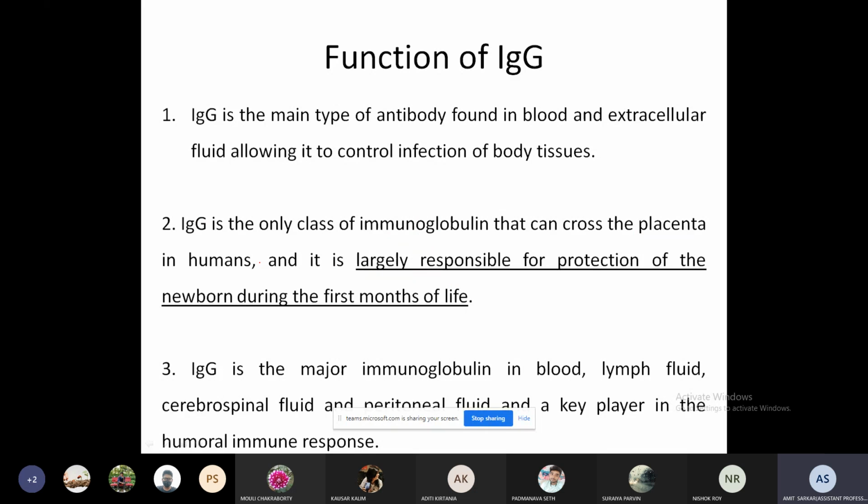So IgG is the only class which can pass the placenta, and they are largely responsible for the protection of the newborn. There is another type of protection that newborn babies get, but I will come to that at a later point. Okay, so immunoglobulin G is a major immunoglobulin found in blood, in the lymph node, even in the cerebrospinal fluid and the peritoneal fluid, and is a key player in the humoral immune response. So more or less, whatever I'm saying in point number 1 is the same for point number 3. They are everywhere and they are providing the major protection to us.